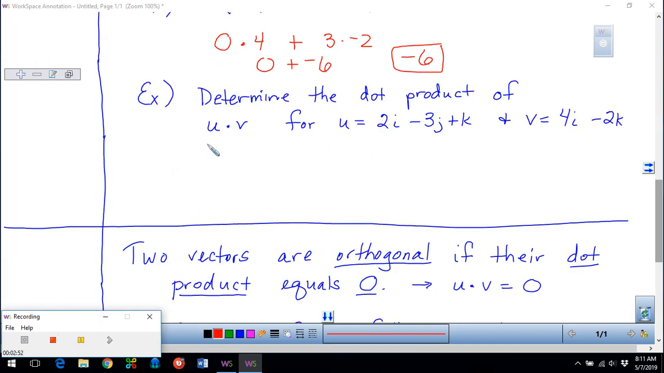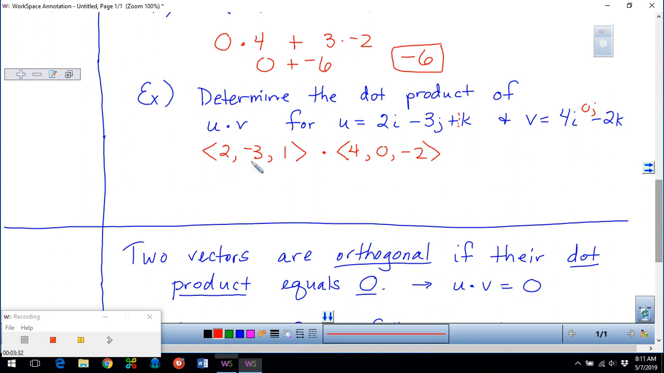The next example, determine the dot product of u dot v for u equals 2i minus 3j plus k and v equals 4i minus 2k. First thing we have to do is write out our vectors in bracket form. So I have 2, negative 3, the number in front of k, remember, is a 1. So we're going to be dotting that with 4, there's no j term, so there's a 0j there, negative 2 for the k value.